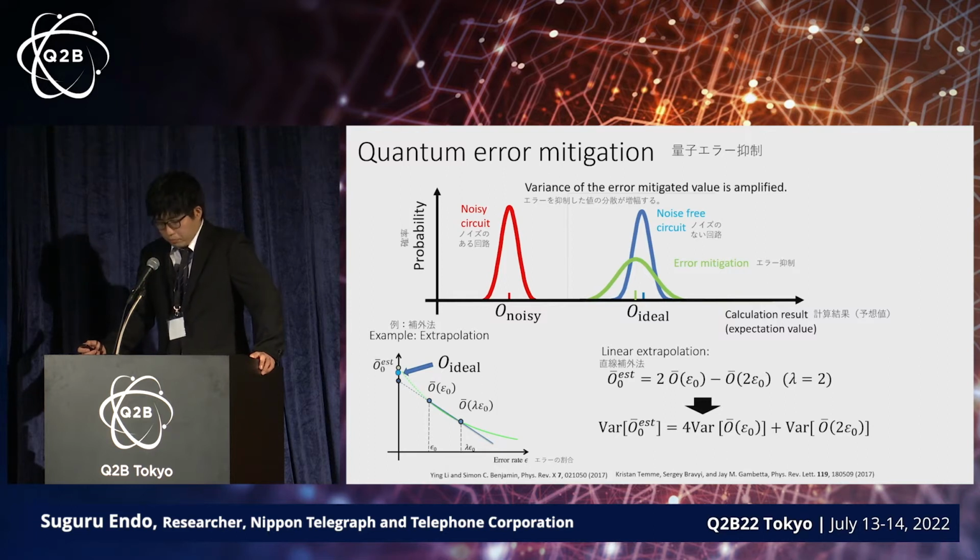When we set the boosting factor to 2, the formula for linear extrapolation can be written as this one. When we calculate the variance of the error mitigated value, using a simple formula from statistics, we can see that the variance is boosted. So we can clearly see that the cost is the variance, and the more samples we need for error mitigation is a cost of error mitigation.